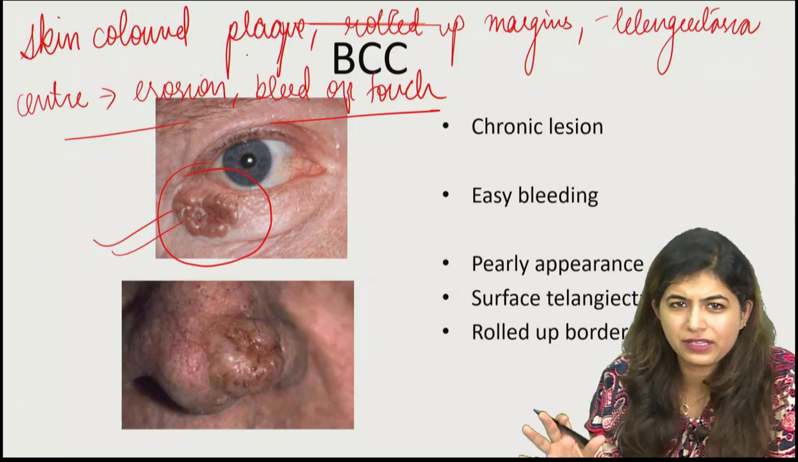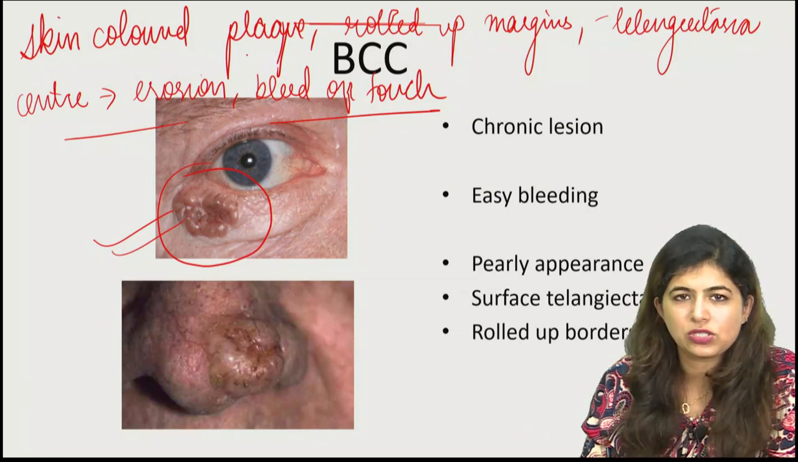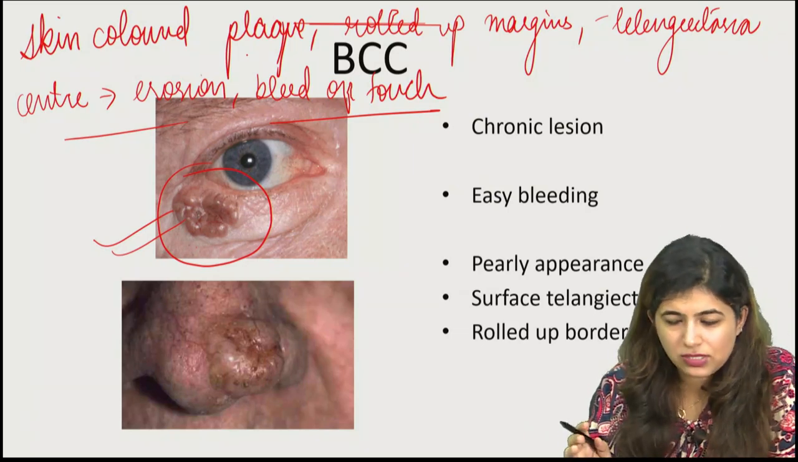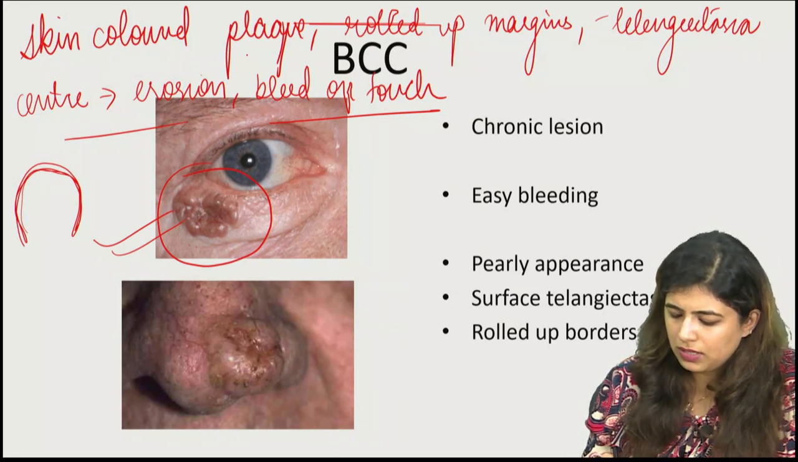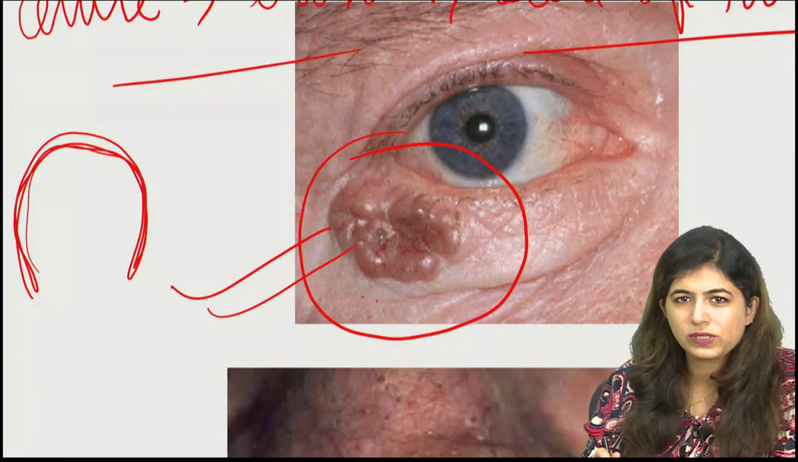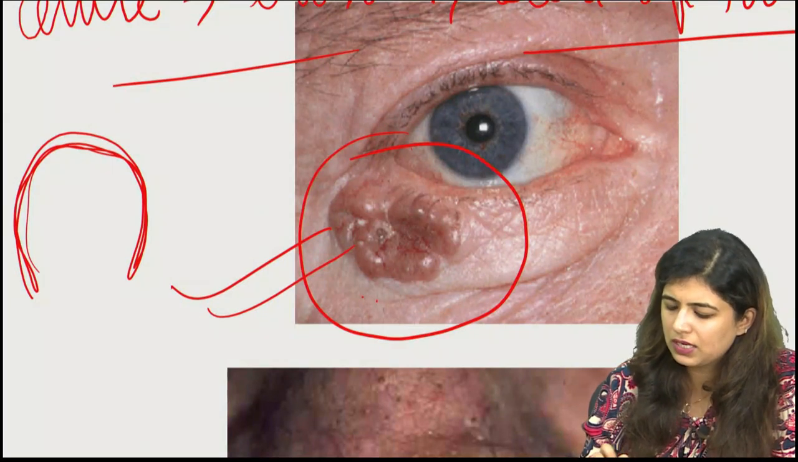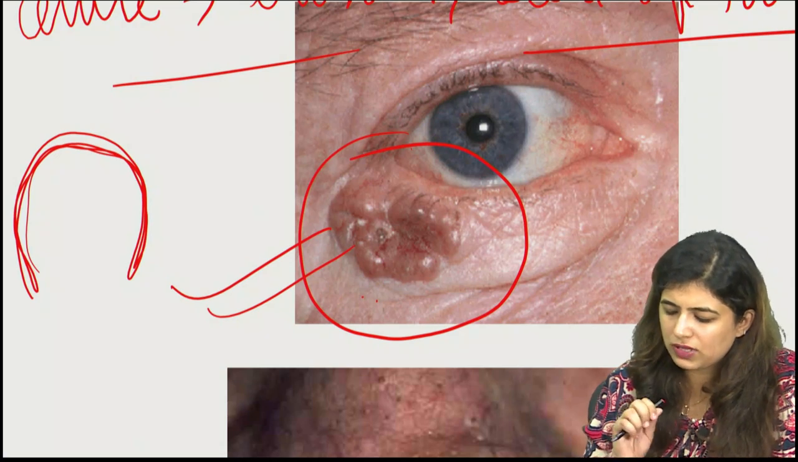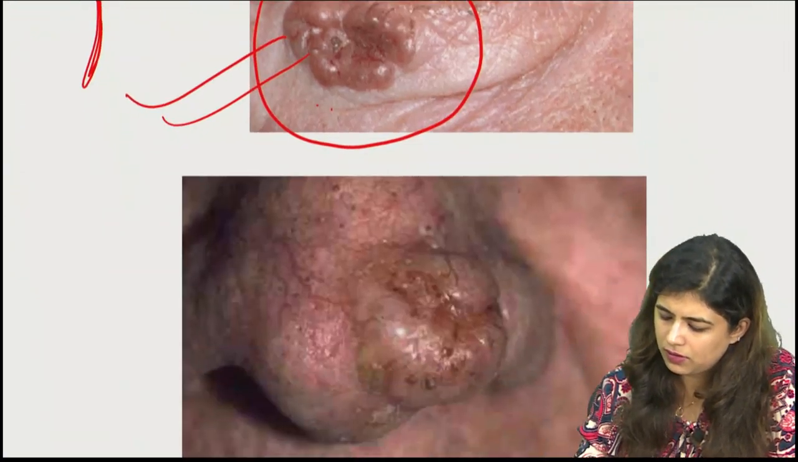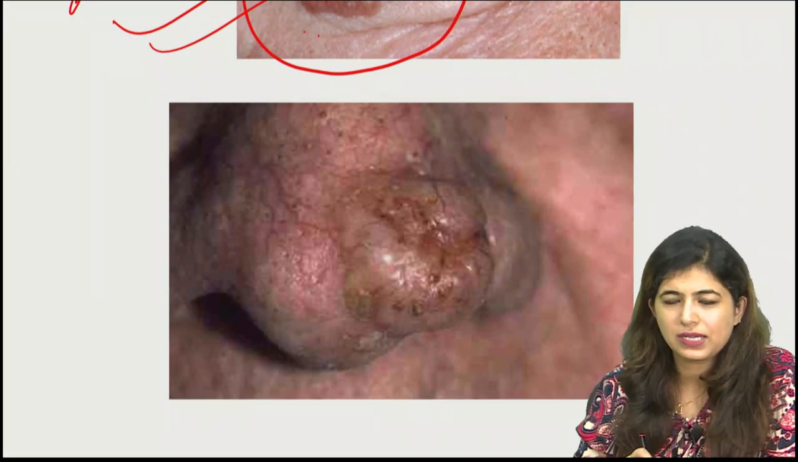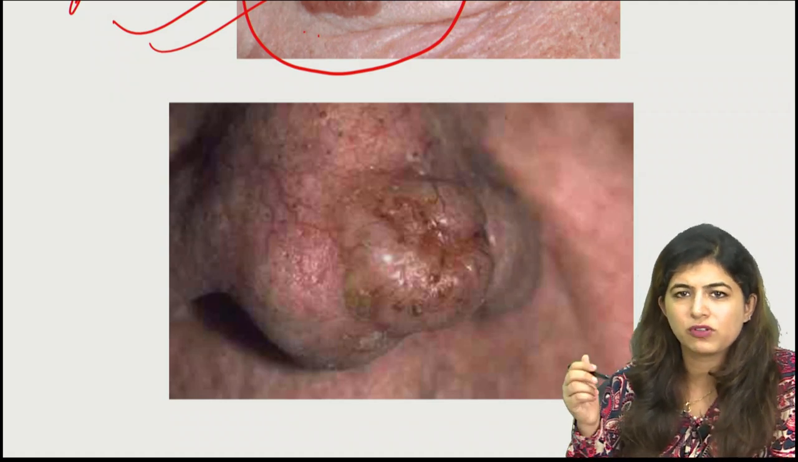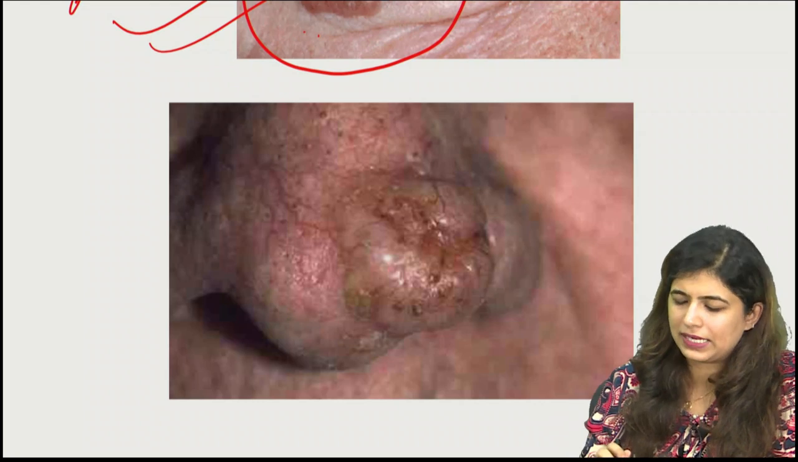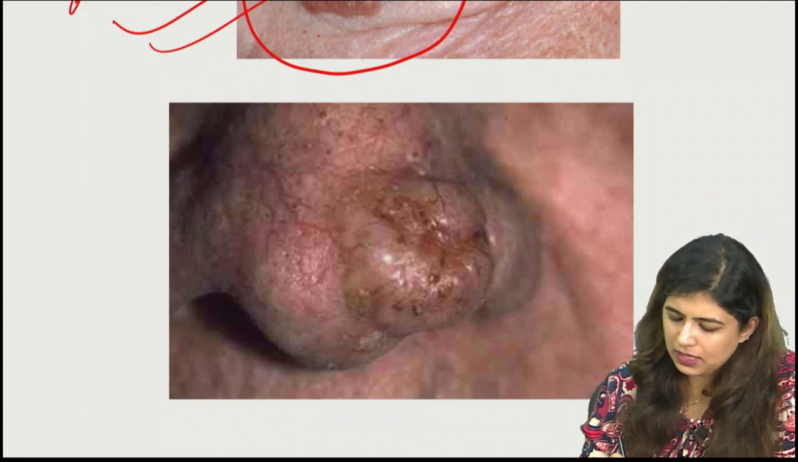As classical as it can get is this image. So such an image, look for the margins, see that the margins are rolled up. Rolled up means they are looking like this in cross section. So that is the rolled up margin. See it a little more closely. You see the telangiectasias on the surface, a small tiny erosion with a crust in the center. Again, in this image also, similar telangiectasia, pearly appearance. And in the center, you may notice an erosion. If you slightly scratch, it will start bleeding. So this is how BCC looks like.